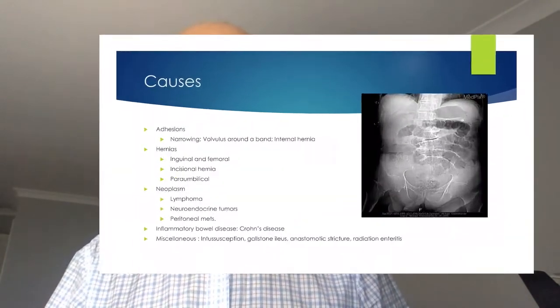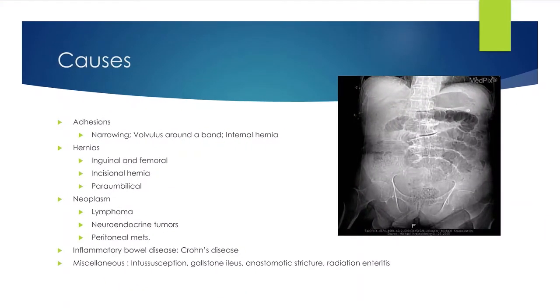It also could happen in people who had no previous abdominal surgery. So the causes of small bowel obstruction are mainly adhesions, and that can lead to partial narrowing of the small bowel or complete blockage by volvulus around a band, or via an internal hernia as a result of the adhesion band being attached from one point to another.